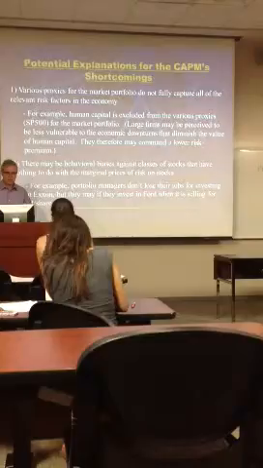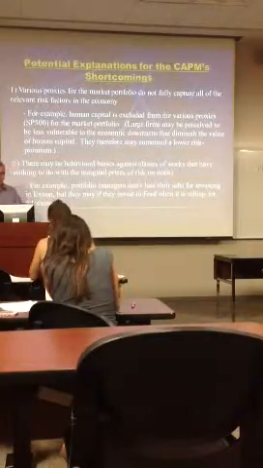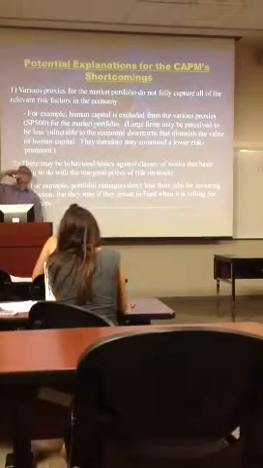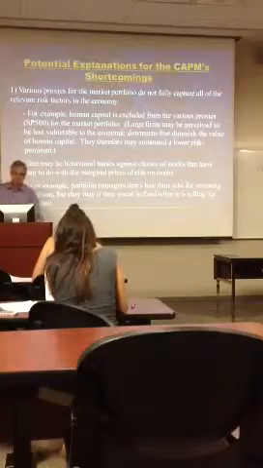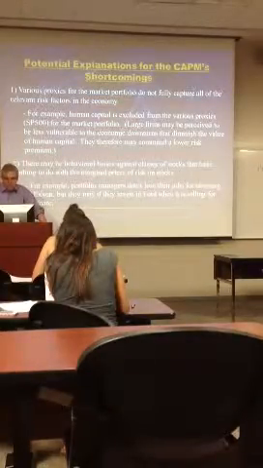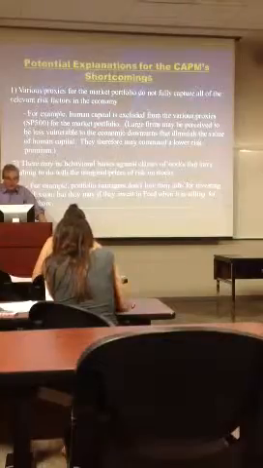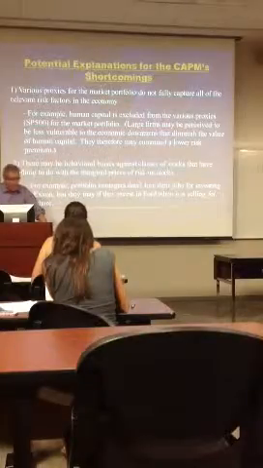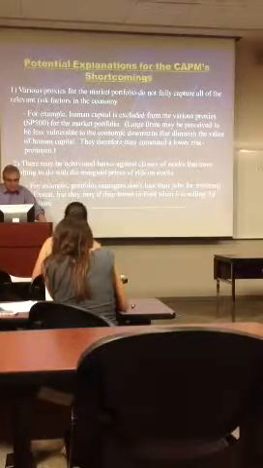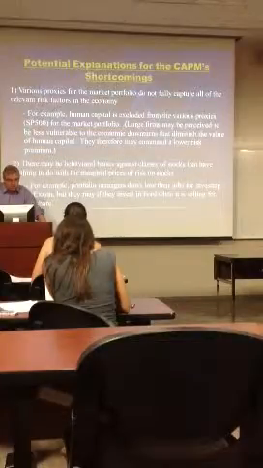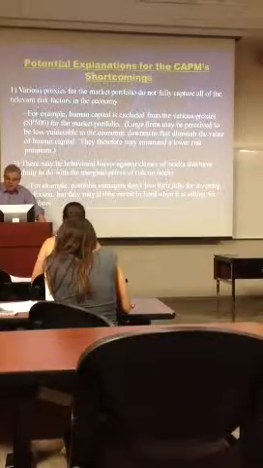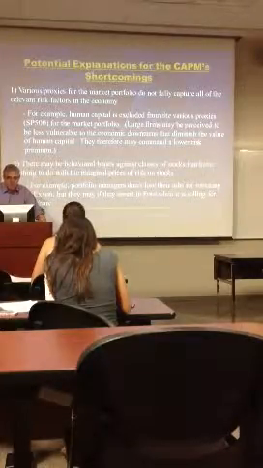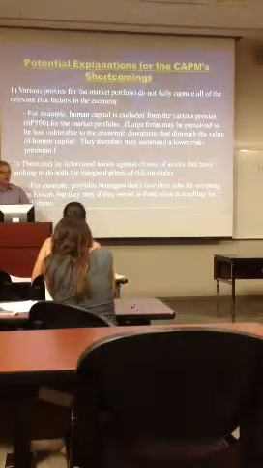Okay, what are some of the potential explanations for the CAPM shortcomings? One is that various proxies for the market portfolio do not fully capture all of the relevant risk factors in the economy. What's an example? Human capital is excluded from proxies like the S&P 500 or VTI, which I gave you. Large firms may be perceived to be less vulnerable to the economic downturns that diminish the value of human capital. They therefore may command a lower risk premium.